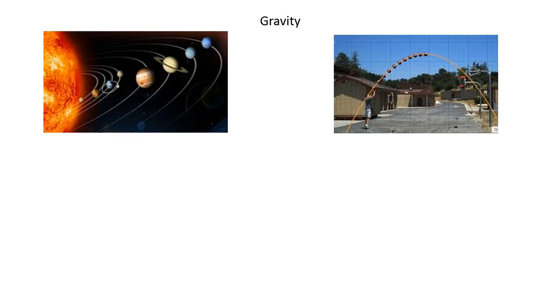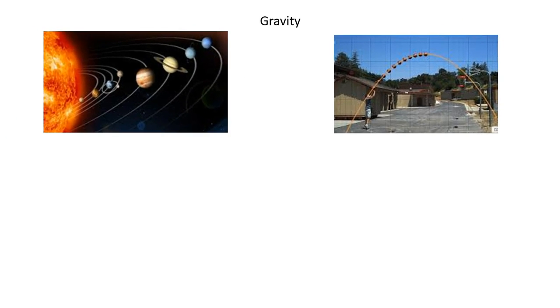What are some examples where we see gravity in action? Here's a picture of the planets being held in their orbits by the gravitational force of the Sun. This photograph shows the path taken by a basketball. Gravity is constantly acting downward on it from the moment he shoots it until it reaches the ground.